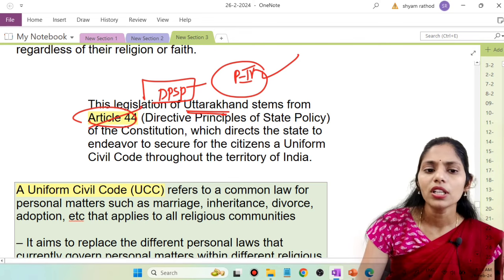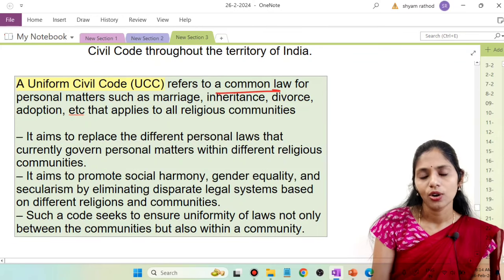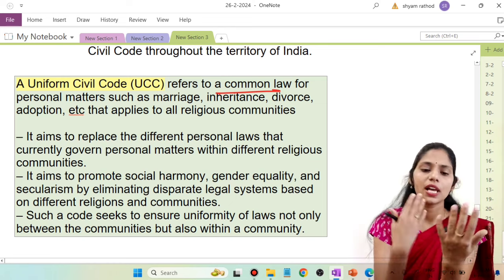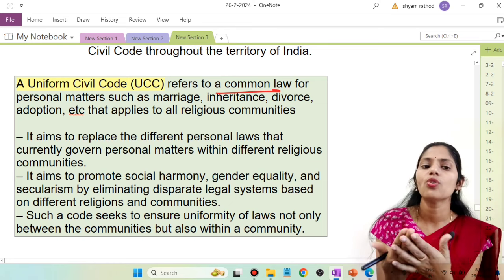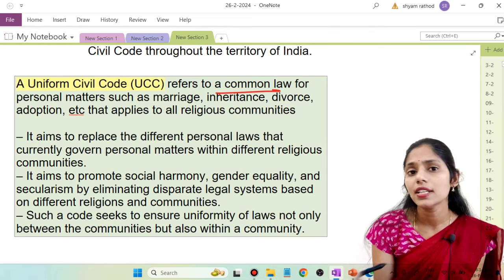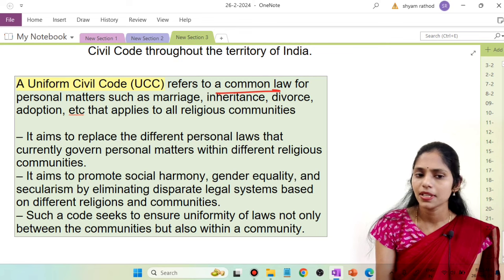If we are talking about the UCC, that is, Uniform Civil Code, it refers to a common law. It talks about personal matters, for example, marriage, inheritance, divorce, adoption, etc. And it will be applicable to all religious communities, whether Islam, Christianity, Hinduism, Buddhism, Jainism, etc.